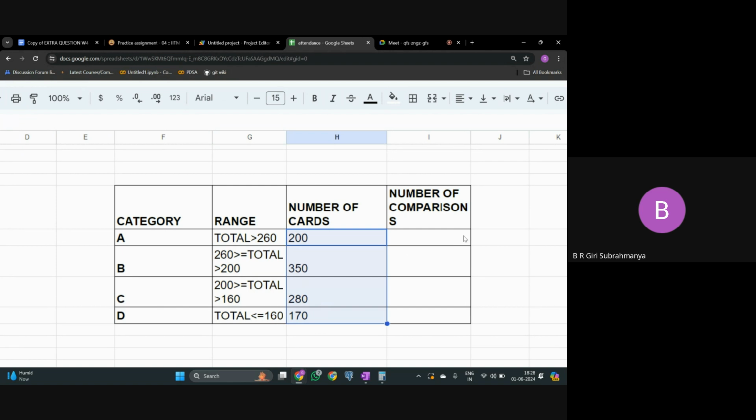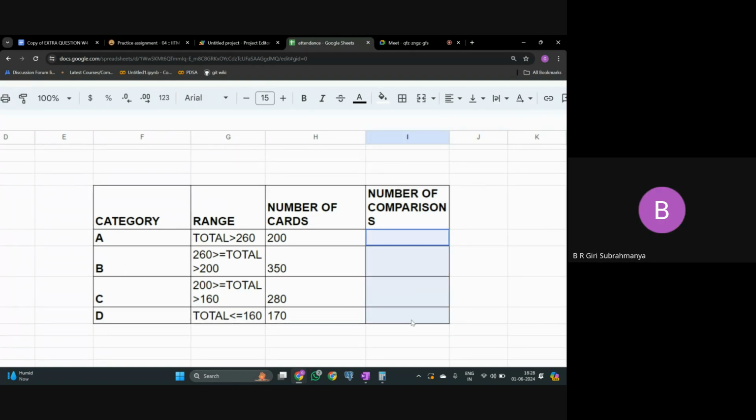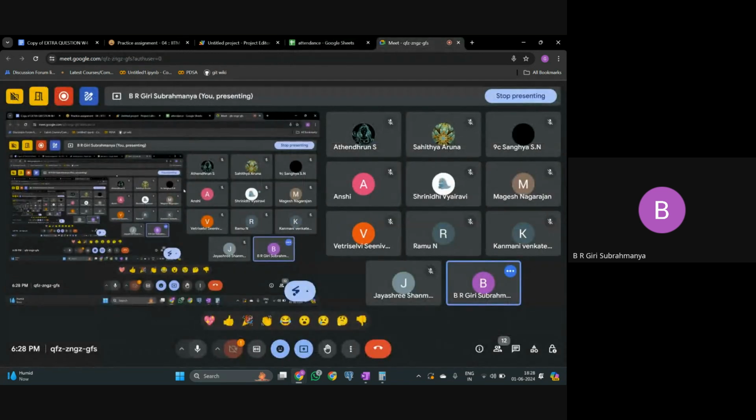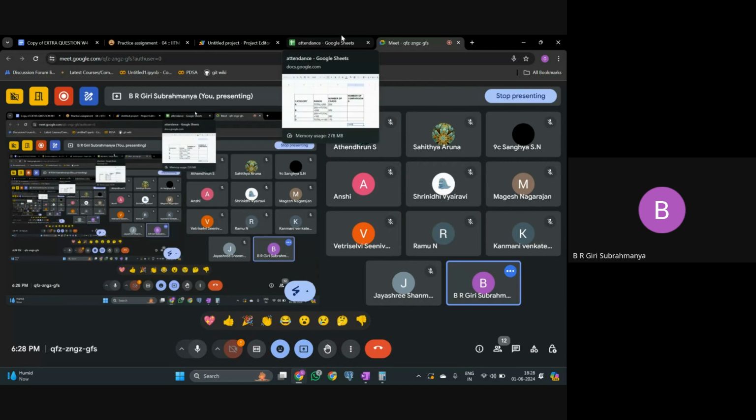Now, how many comparisons will be done? Find out. Sir, 1,34,400. 1,34,000 overall, the total. Overall, everything put together is 1,34,400. Any other answer? We'll find out. Is there any other answer?